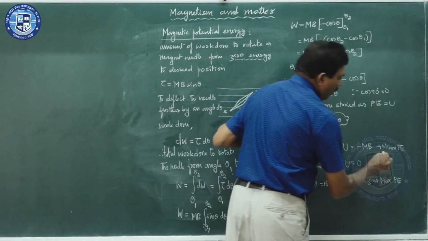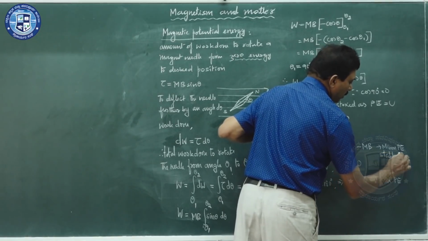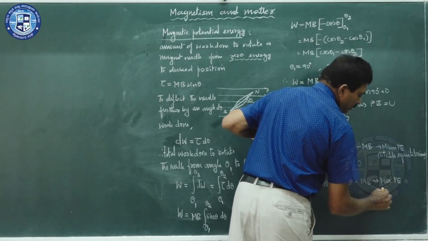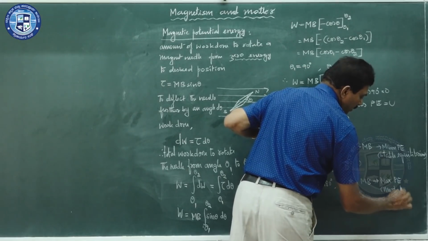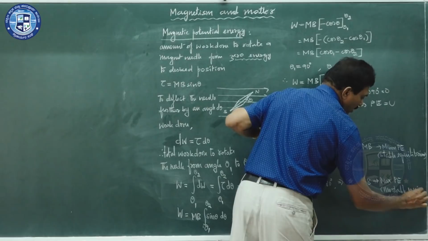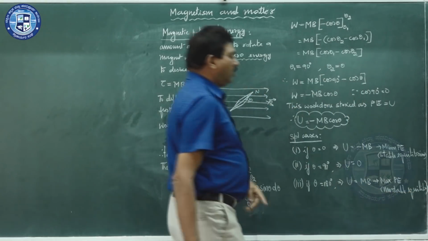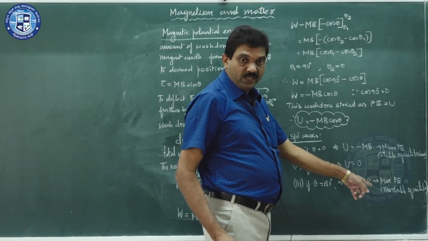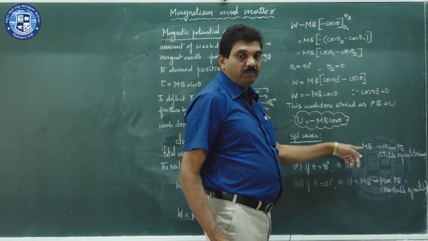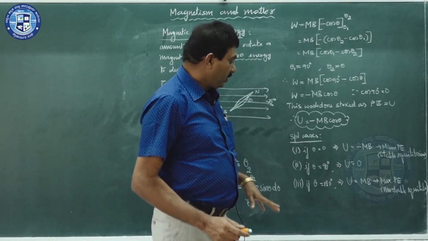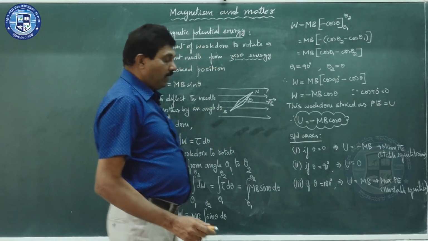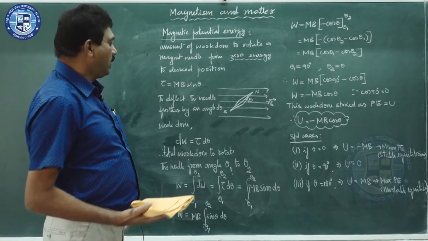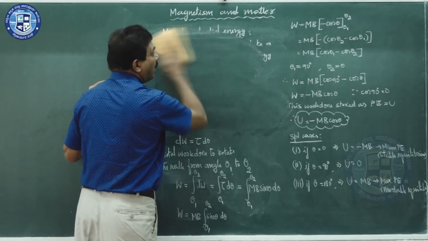So what do you call this? Stable equilibrium, and this is called unstable equilibrium. You can see that when the potential energy is maximum, it is called unstable equilibrium. When the potential energy is minimum, it is called stable equilibrium. So this is how you can discuss the potential energy of a dipole placed in a uniform magnetic field.